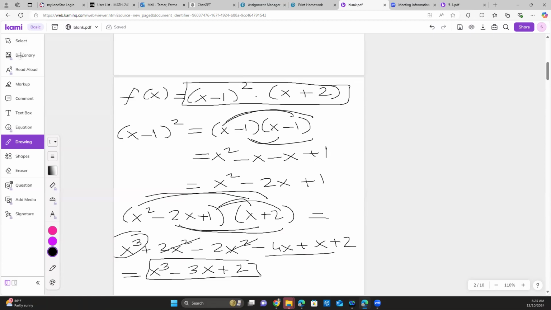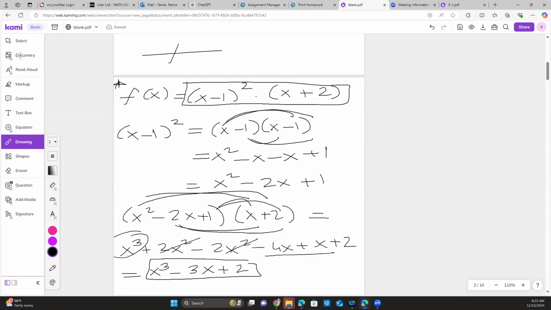So on this very first function form, we have the polynomial function factored. What is the advantage of this factored form? I can easily find the zeros. One zero is positive 1, the other zero is negative 2. And I know that for positive 1, its multiplicity is 2.